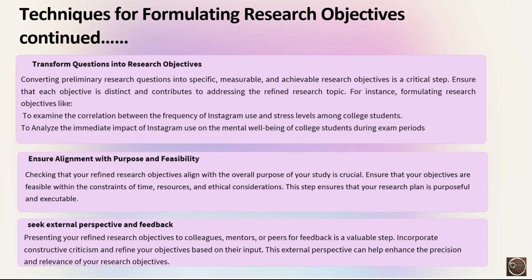Then, the last step now, so that you now know you have good objectives. Seek external perspective and feedback. Don't just sit with your objectives there and believe that they're fine. Talk to your colleagues, talk to mentors, go to your supervisor. Incorporate some constructive criticism. Be open-minded. Let somebody criticize your objectives so that you can enhance the precision and the relevance of your research objectives. Open them to constructive criticism so that you remain relevant and precise in your research objectives.